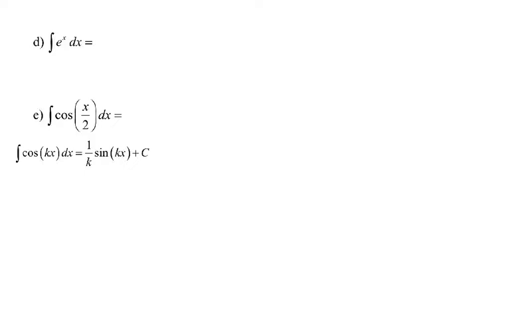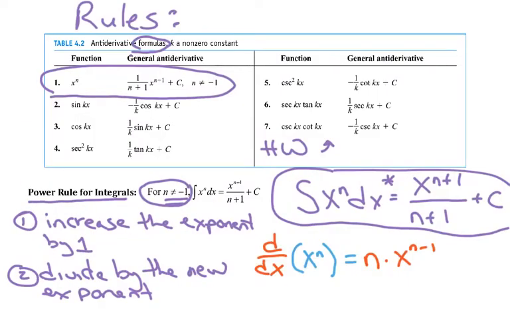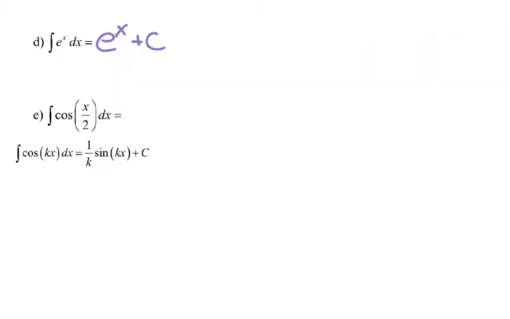Okay, D we've already done, is just e to the x plus c. Now E is a little different, maybe, so we go back to that table. This is what I copied for us. It tells me that the antiderivative of the cosine of k times x is 1 over k sine kx plus c.